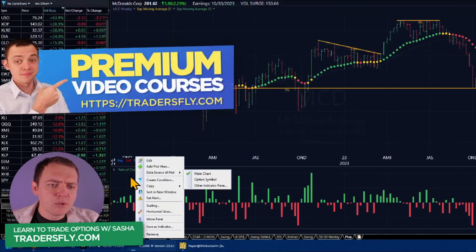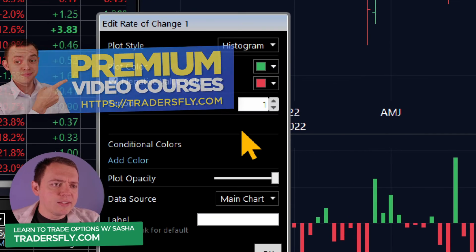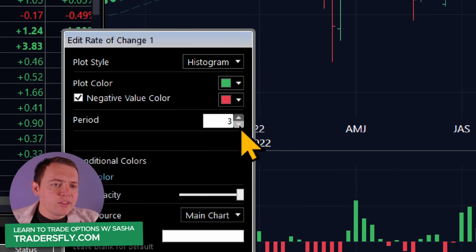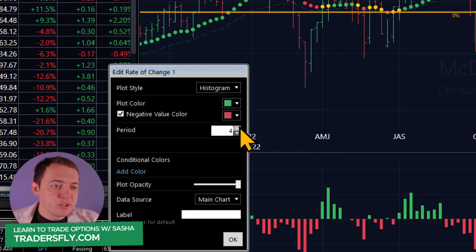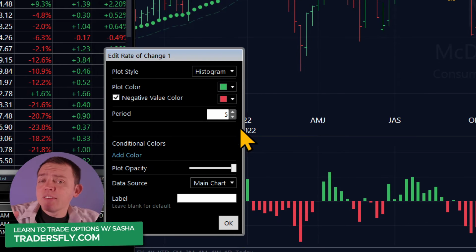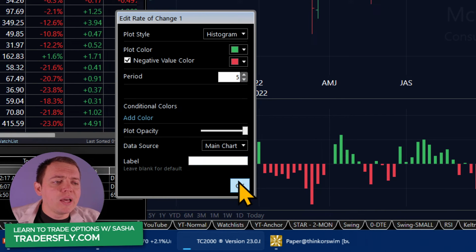What we can do is go into this rate of change and tweak it, depending on your trading time frame. Rather than doing a period of one, it looks at the rate of change across 3 periods, 4 periods, or 5 periods. I kind of like 5. Why? Because if I trade weekly options, it's about 5 periods. So that's why I like 5.